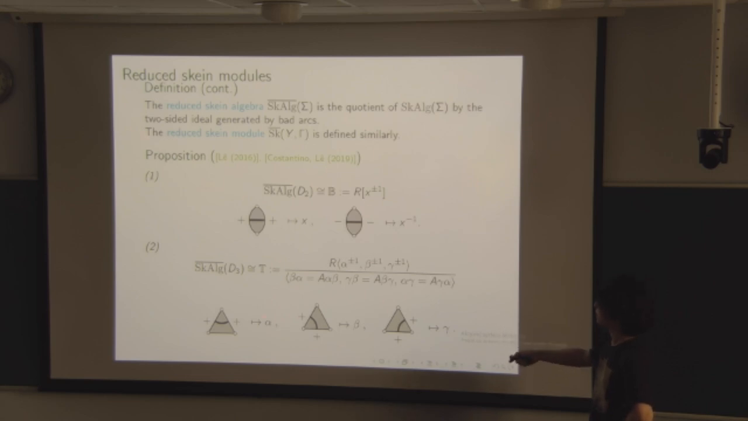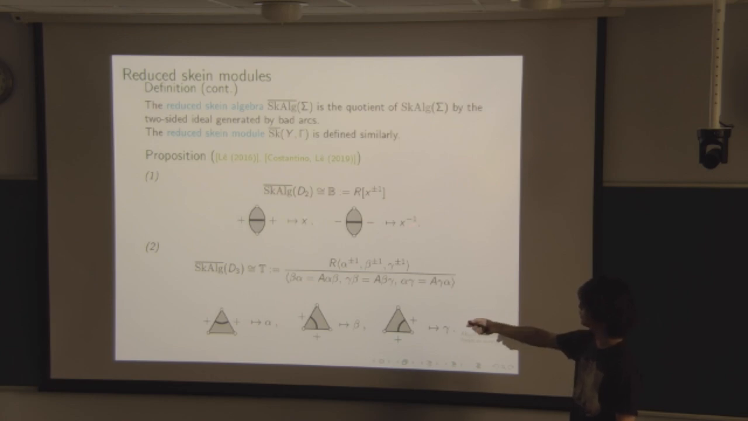The following proposition tells us that by taking this quotient, this reduced stated skein algebra often becomes almost commutative or sometimes even commutative. So for instance, in the case of a bigon, I've remarked earlier that before taking this quotient, the stated skein algebra was isomorphic to the quantized coordinate ring of SL2. But by taking this quotient, it becomes really just a commutative ring, which is the Laurent polynomial ring in one variable.